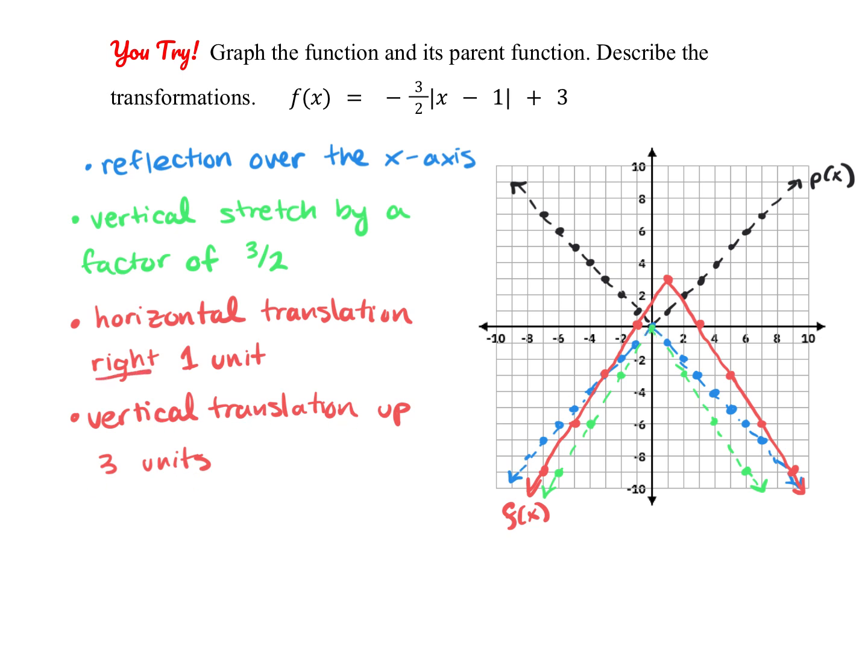So you can see first I reflected, and then I did my vertical stretch, which is that green graph, and then I shifted all of my coordinates right 1 and up 3. So again, I'm not saying you have to graph these types of functions in this way. We should know the vertex is 1, 3, and we should know the slope to the right is -3/2. And of course, that's much faster. It's a lot more efficient. But just for the sake of today, we're practicing describing and using transformations.